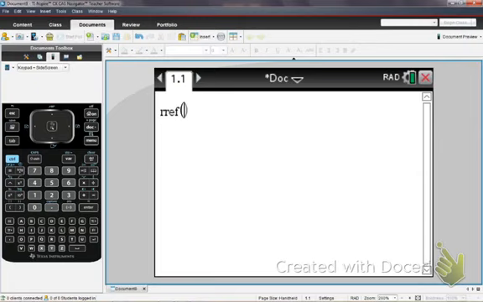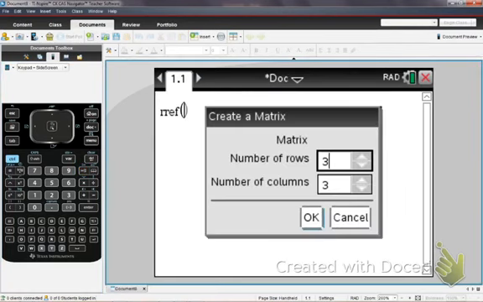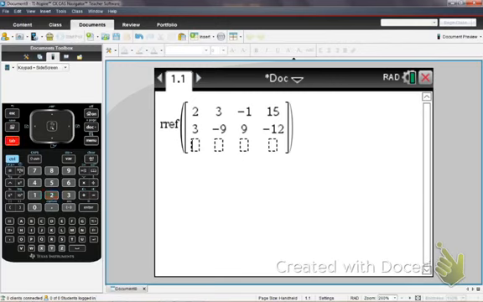Then we're going to put in a matrix. Now you remember where we went to find the absolute value function? In the button next to the book. It's highlighted in red on the screen, and right in the middle is that 3 by 3. That's how you put a matrix into your calculator. For this, we actually had 3 rows and 4 columns, so I'm going to go down here and then click on the 4 and hit OK. Now I'm going to put the numbers in exactly the way that I wrote them: 2, 3, negative 1, 15, 3, negative 9, 9, negative 12, 4, negative 3, negative 1, 19.